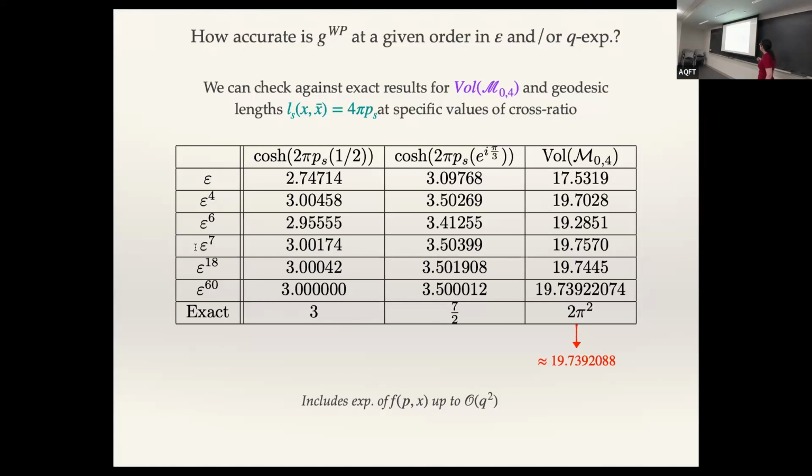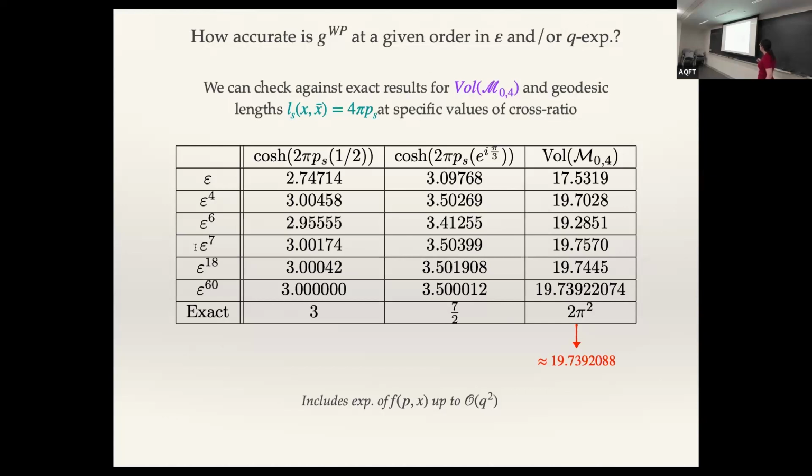If you take the hyperbolic cosine of this quantity, you get a nice number. So in the case of cross ratio 1/2, if you take the cosh of 2 pi times the saddle point momentum, you get 3. Here we have the cross ratio e to the pi i over 3, and if you take the cosh of this, you get 7/2. And then in the third column, we have the volume of M04, which we saw previously was 2 pi squared, which is approximately this number in the decimal expansion.